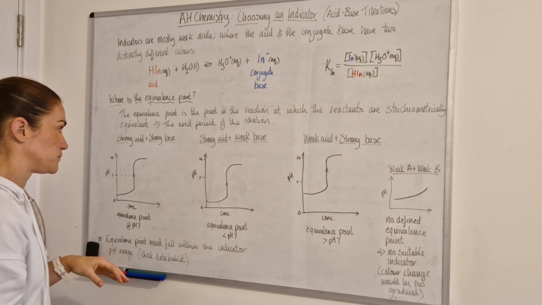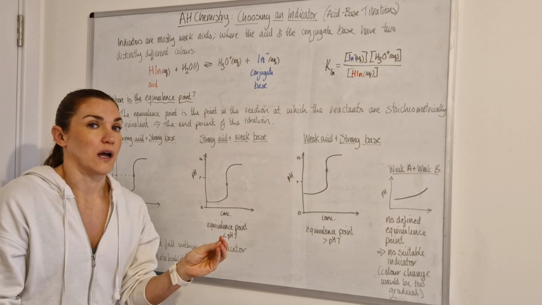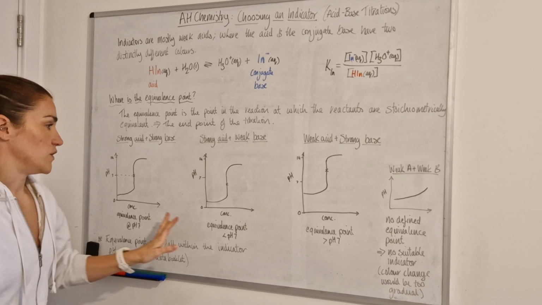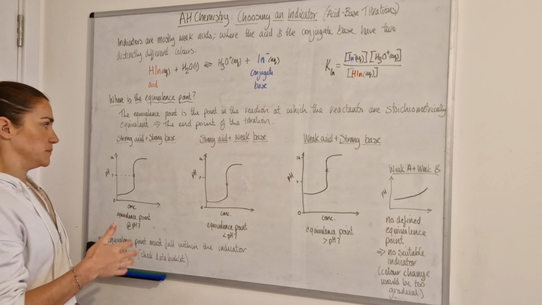Now, the equivalence point occurs at a specific pH depending on what acids and alkalis you've used for your titration, and it's all dependent on whether they are strong acids and bases or weak acids and bases. So these are the three or 4 combinations that you need to remember.